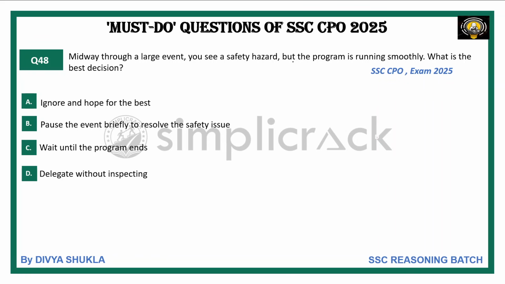Midway through a large event, you see a safety hazard, but the program is running smoothly. What is the best decision? Ignore and hope for the best? No. Why? Because it is a safety hazard. Safety issues should never be ignored.